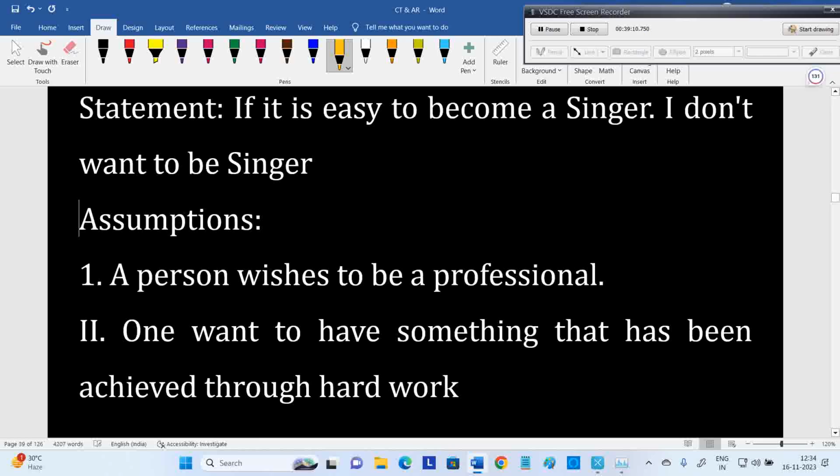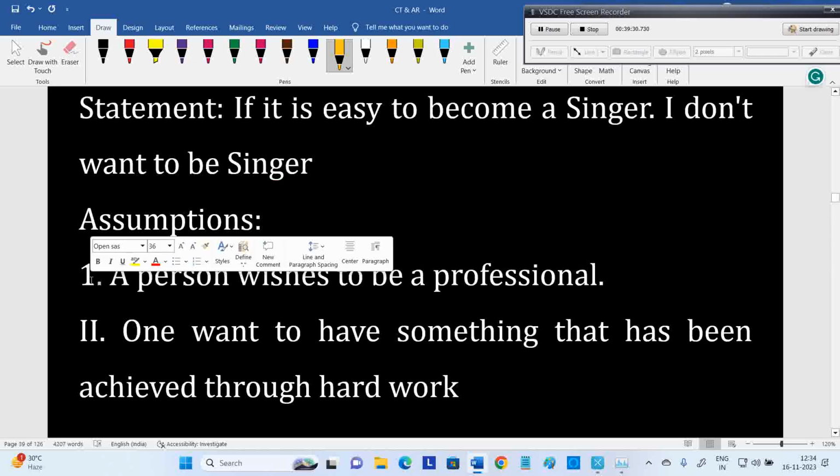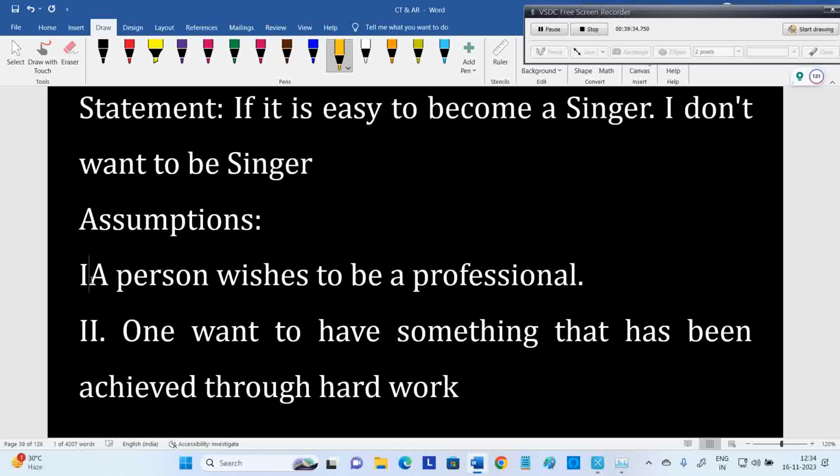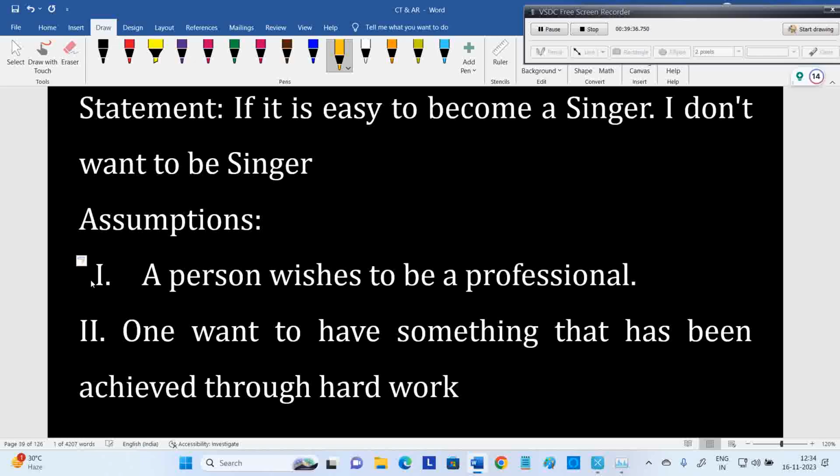Again, statements and assumptions. If it is easy to become a singer, I don't want to be a singer. Actually, the question is about engineer. Instead of singer, engineer is actually there. They changed it. That's the only change in the question. If it is easy to become an engineer, I don't want to become an engineer.